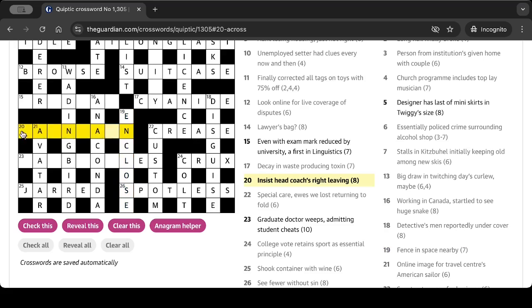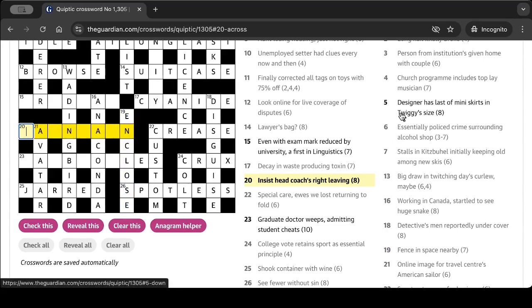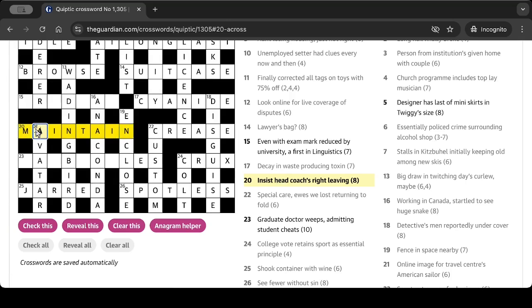After that, 20 came quite easily. To insist is to maintain, so if we put maintain in, what we get is head, which just gives us main, so the head person or the primary whatever could be the main whatever, and then to coach could be to train. If we take the R out of the word train, we get tain, so that's insist, maintain.